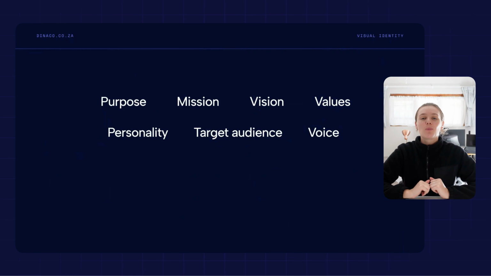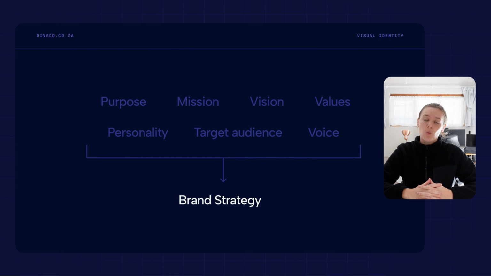In previous videos, we talked about all the different components of brand strategy. Your brand strategy can consist of your purpose, mission, vision, values, target audience, personality, and voice. Your strategy defines your brand, while your visual identity, which is the topic of this video, expresses it. We are now getting into the tangible side of branding.